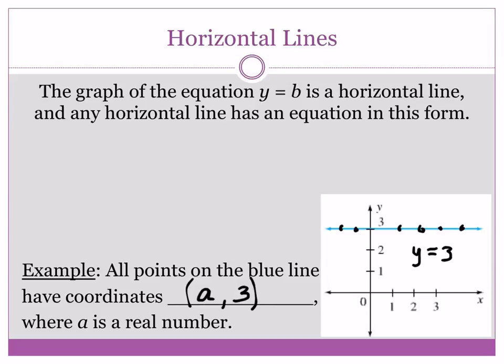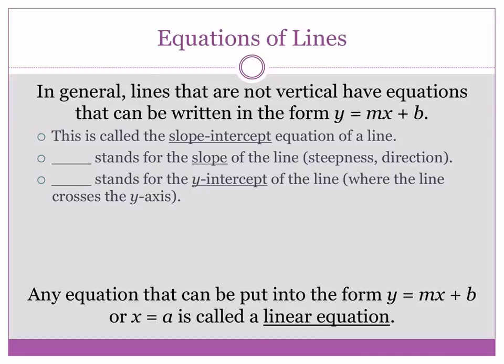Okay, so vertical and horizontal lines are very specific types of lines. Most of our lines are not those kinds, right? Most of our lines have some sort of a tilt or slant to them. Agreed? So that's where we're moving next. We're looking into the lines that don't have that form. So in general, lines that are not vertical, and actually horizontal lines have this form too, but it looks a little bit different, have equations that can be written in y equals mx plus b form. This is called the slope-intercept form of a line.